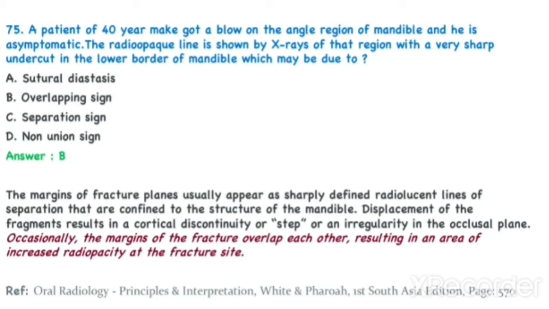The radiopaque line is shown by X-rays of that region with a sharp undercut in the lower border of mandible may be due to overlapping sign. The margins of fracture planes usually appear as sharply defined radiolucent lines of separation that are confined to the structure of the mandible.